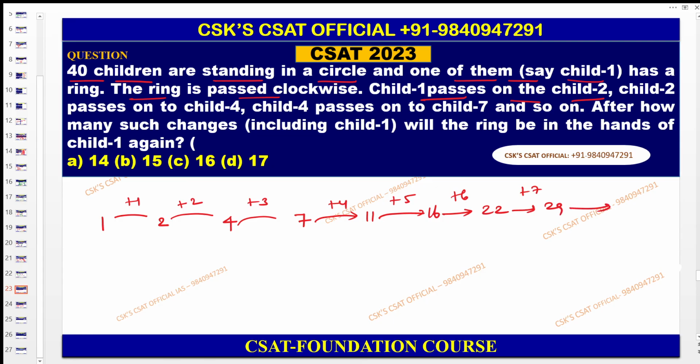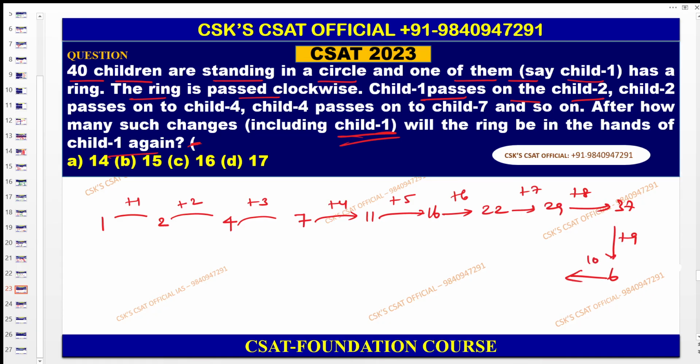29 plus 8 is 37. Okay. Next plus 9. Now try to understand, 40 children only, right? So 3 goes to the 40, then next is 6 here. So again it goes to the 6th child. Okay, this is the very important thing. We have to check. Again it has to come to the child 1. Okay, child 1 again. We have to check. Now 6 here.